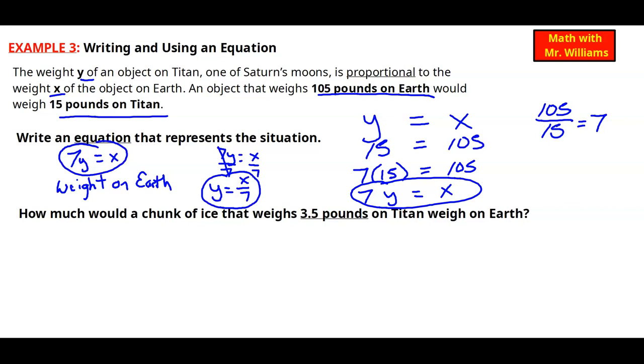So here are two equations that work, and that y equals x over 7 is going to be for the weight of someone on Titan. So if we're looking for the weight on Titan, we'll use y equals x over 7, and if we're looking for the weight on Earth, we would use 7y equals x.